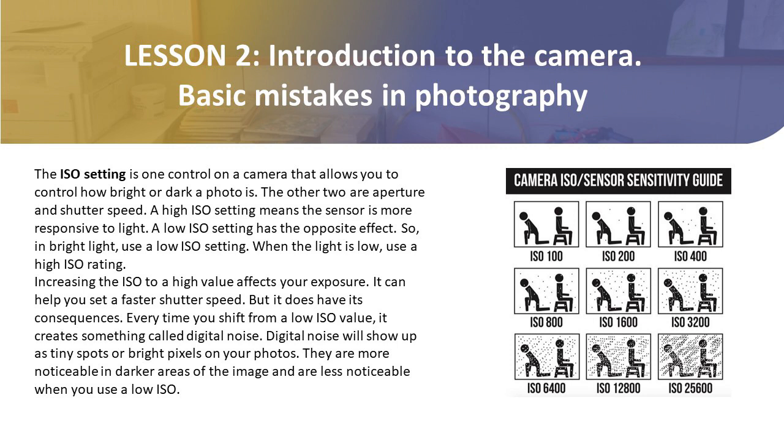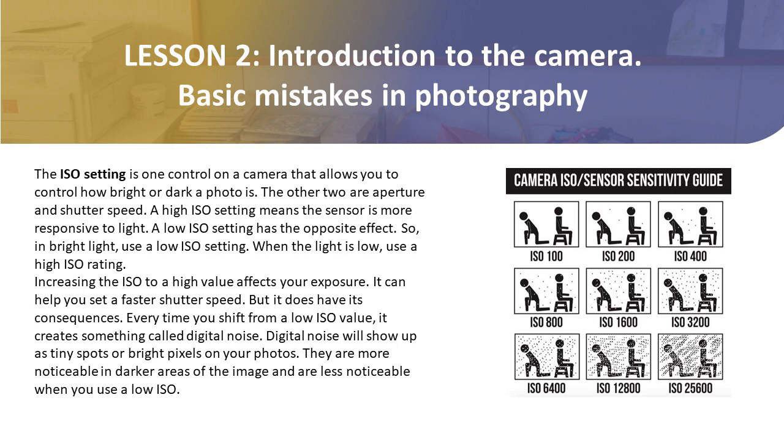ISO setting, we just mentioned it a while ago, but what is it? So the ISO setting is one control on a camera that allows you to control how bright or dark a photo is. Surprise, surprise, same like the shutter speed or the aperture. The other two, as we mentioned before, are aperture and shutter speed. So a high ISO setting means the sensor is more responsive to light. And in contrast, a low ISO setting has the opposite effect.